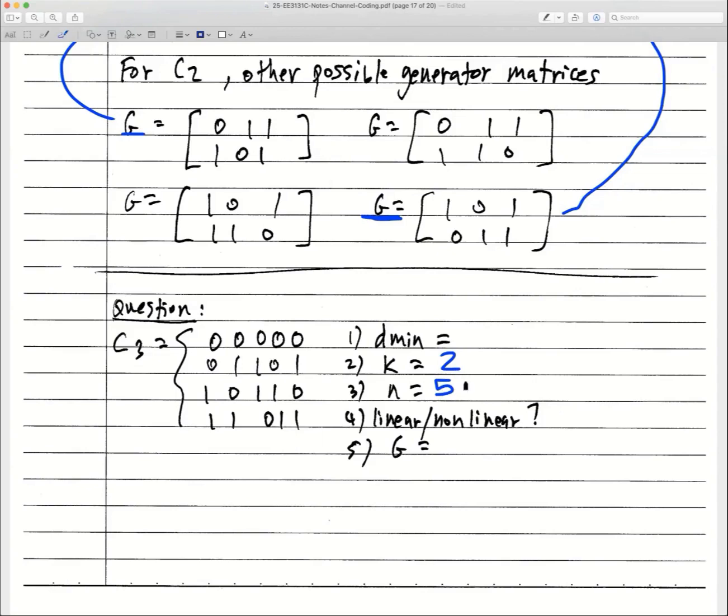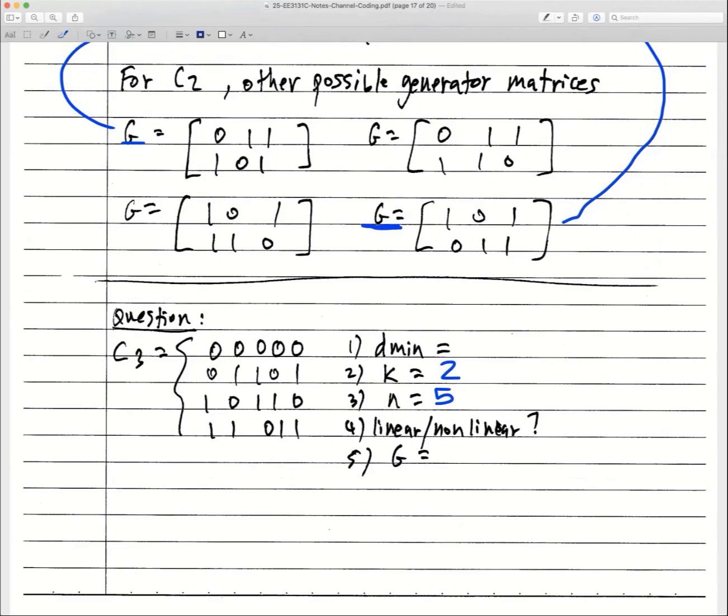Okay? What's dmin? Initially, we don't know whether this is a linear code or not. So what you really have to do is compute all pairs. So maybe it's worth checking, is this a linear code? And if it's a linear code, what's the generator matrix for this code? So what will be the size of the generator matrix? So G is going to be a 2 by 5 matrix. So we're going to have two rows.